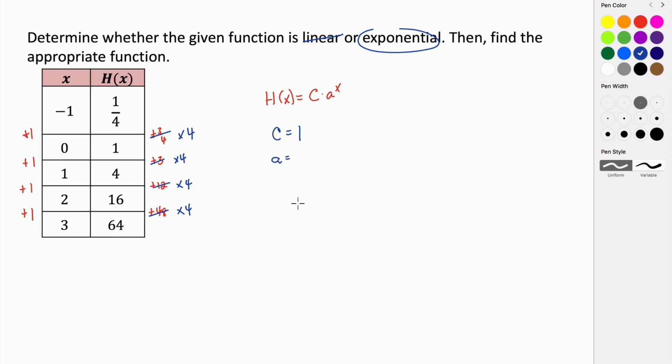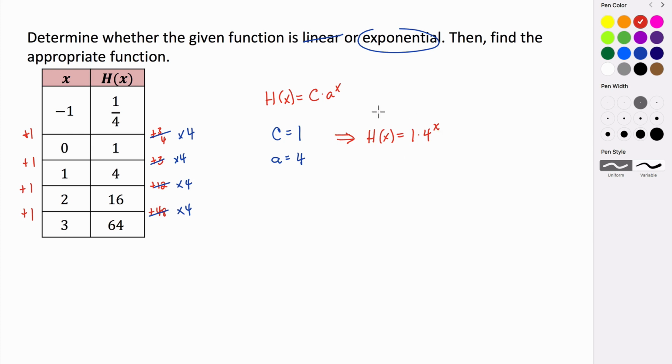What is our growth factor? Well, the growth factor is just the number that you multiply by to get the next value in your function. We saw that to go from 1/4 to 1, we were multiplying by 4. And then from 1 to 4, again multiply by 4, times 4, times 4. So that makes this value of 4 the value of a, our growth factor, or the base for our exponential function. So we have the value of c, we have the value of a, which means we can put these together to give us our exponential function. h of x equals c, which is 1, times our value of a, 4 to the x power.